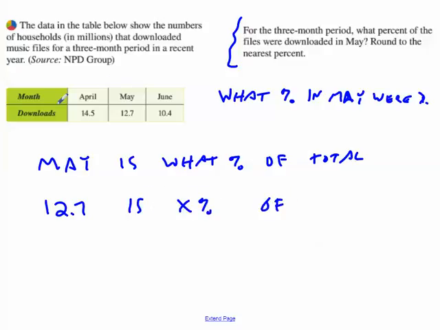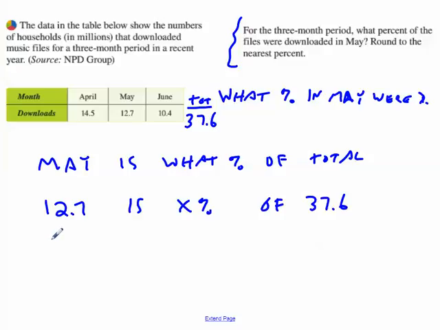What's the total? Well, they don't really give us a total, so we've got to find a total. It's kind of not given to us. So the total would be 14.5 plus 12.7 plus 10.4. So we just add those up. 14.5 plus 12.7 plus 10.4 equals 37.6. There's our total. Total goes down here, 37.6.